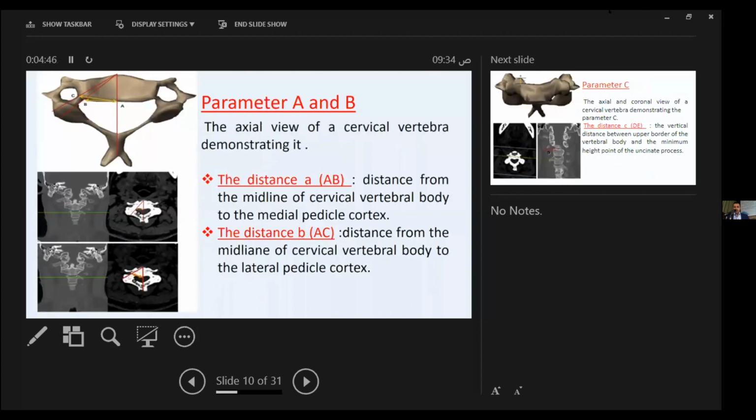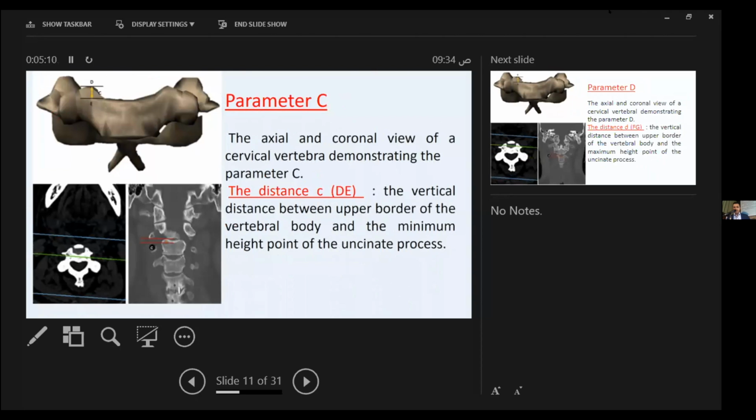The first measurement is parameter A, the distance from the midline of the cervical vertebral body to the medial pedicle cortex. The second, parameter B, is the distance from the midline of the cervical vertebra to the lateral pedicle cortex. The third, parameter C, is the vertical distance between the upper border of the vertebral body and the minimum height point of the uncinate process.